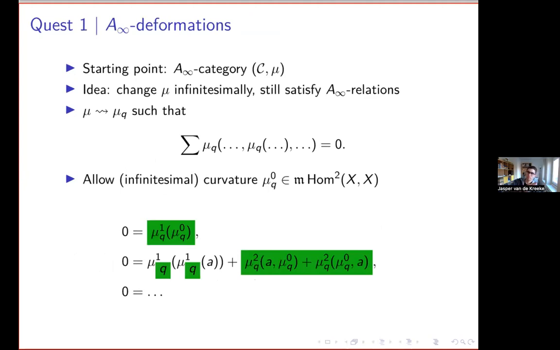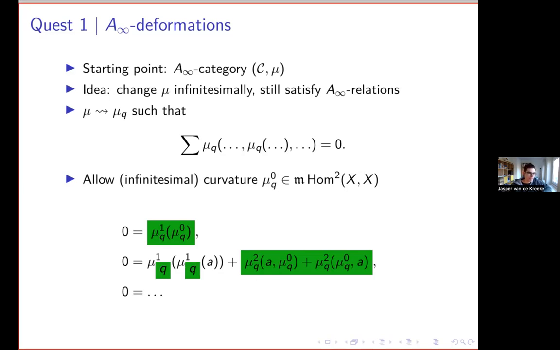Now, on our first quest, I wanted to talk about the construction of A-infinity gentle algebras, which I have now said something about, but we also wanted to deform these things. So what is an A-infinity deformation? Let us just give more or less a slightly naive definition here. So the starting point is an A-infinity category, C, together with its product mu. And the idea is to change mu infinitesimally. So you work over some local ring, and you deform the product mu such that it still satisfies the A-infinity relations.